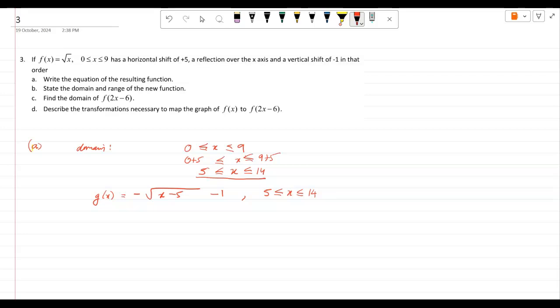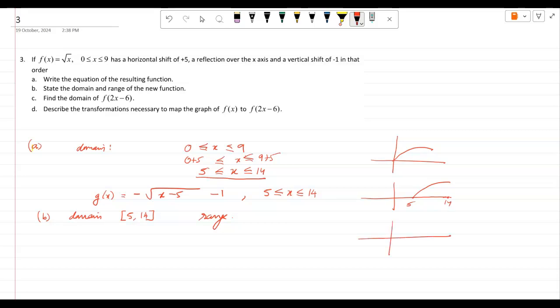So the domain we wrote, we have written on top. If you want to use interval notation, you can write this. Range: so from the original, you can think like this. This was there. Then you shifted it. So that means this becomes 5 and this is 14. This is 0, this is 9.